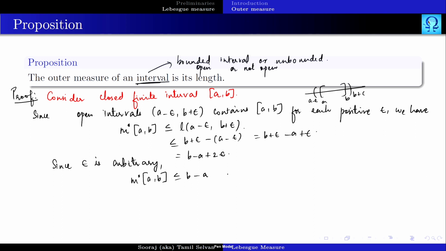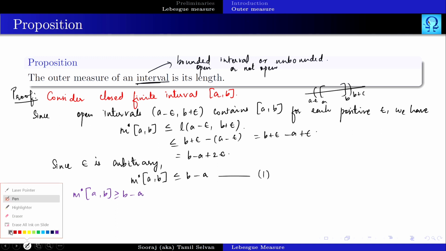Okay. But in the statement, what is given? We'll have to prove the outer measure of an interval is its length. We have proved the inequality. Now we'll have to prove the other inequality so that we can say they are equal. So now we'll have to claim m star of AB is bigger than or equals B minus A.